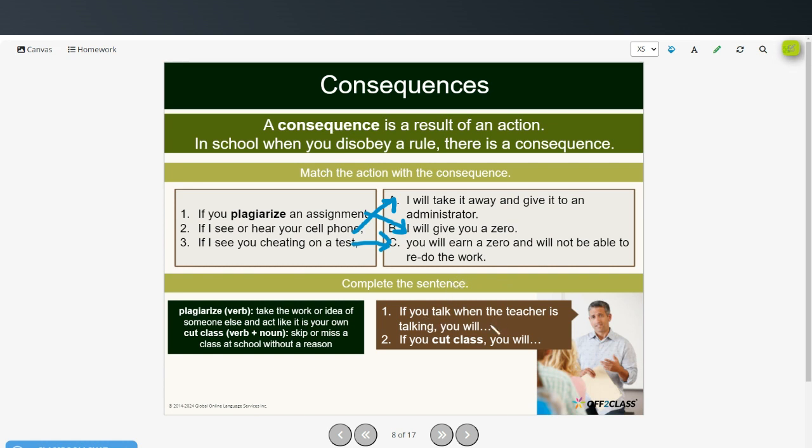So if you talk when the teacher is talking, what do you think the consequence for that might be? And if you cut class, what would be the consequence? So think about that and complete those sentences with your own ideas.